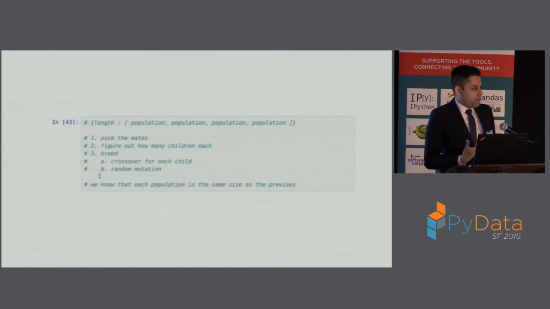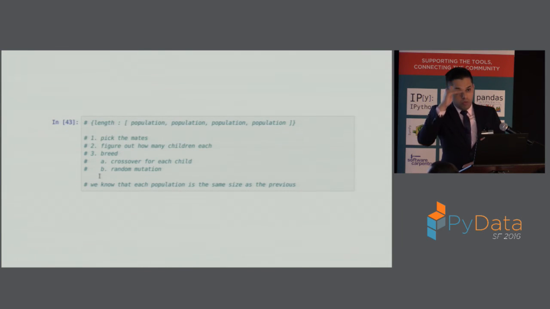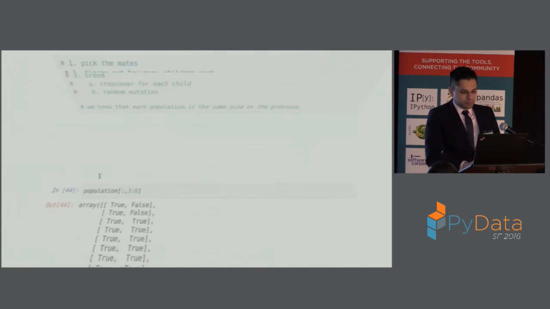Now, in order to actually do my simulation, I need to have a dictionary representing all of the populations for that simulation. I need to pick the mates, figure out how many children they have, breed them. When I breed them, I need to perform crossover and random mutation. But one interesting thing that we know is that each population is the same size as the previous population. So we can use that information in order to do another dimensionality trick where instead of having a 2D NumPy array where each row represents the chromosome and each column represents a bit in that chromosome, we could make it a 3-dimensional NumPy ND array where that additional dimension represents each stage in our simulation. So that's one more dimension that represents the simulation evolving over time.